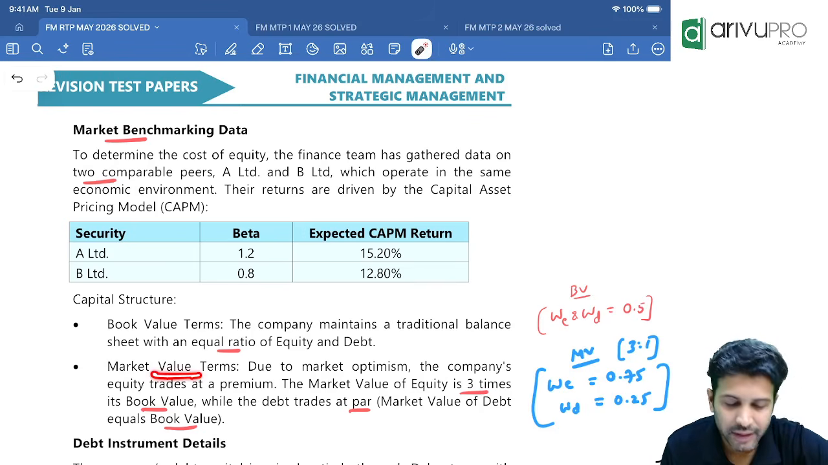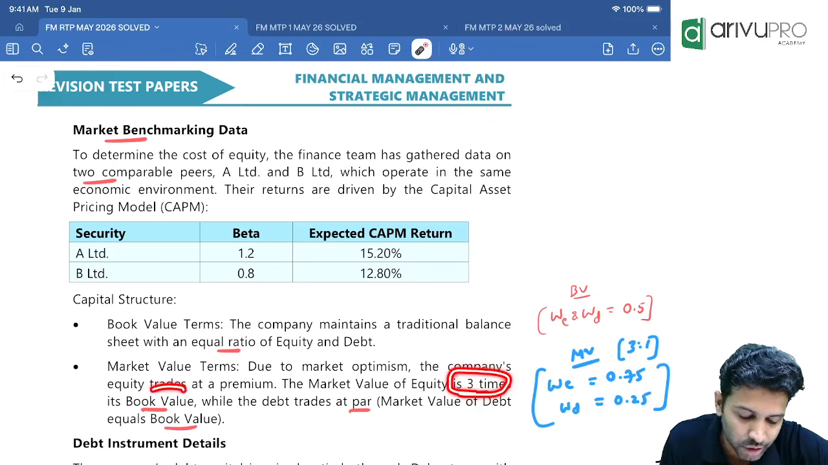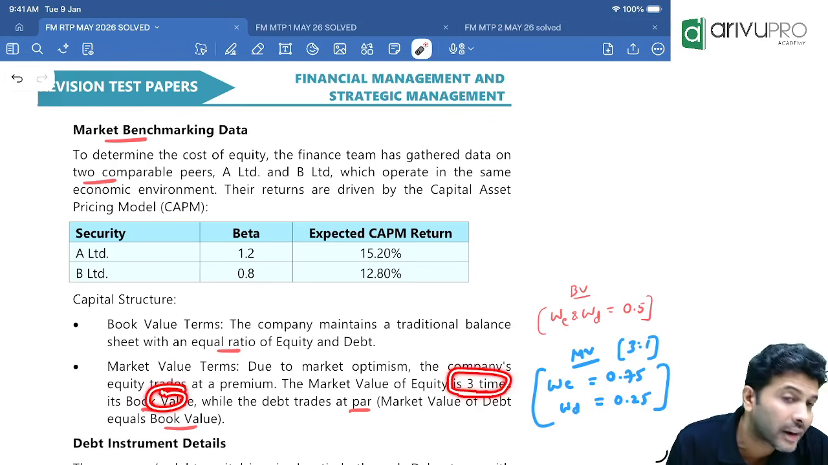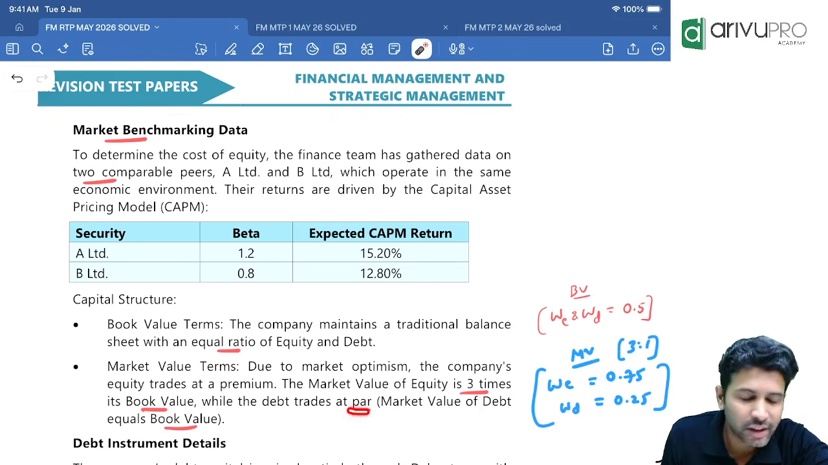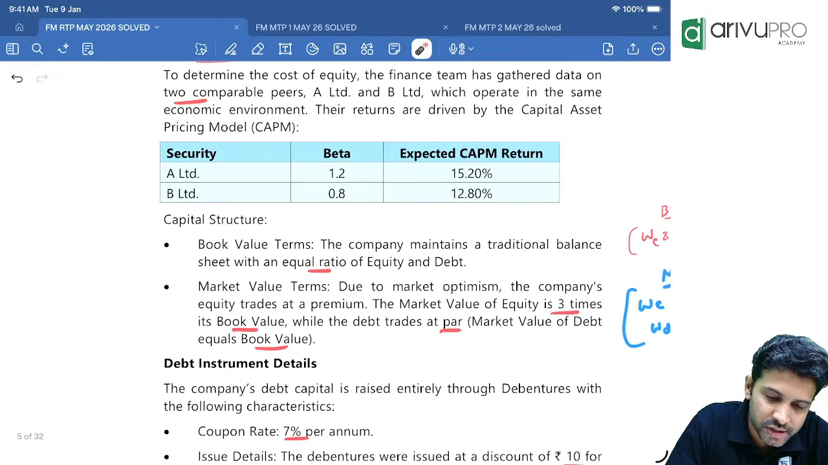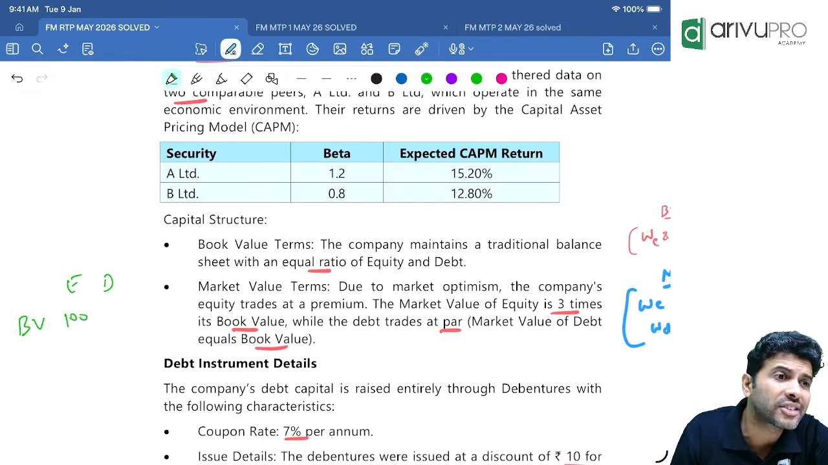Now they have given market value. Read this again carefully. Due to the market optimism, the company's equity trades at a premium. Market value of equity is 3 times book value. If book value is 100, market value will be 3 times, which is 300. Whereas debt will trade at par only. That means what will be the market value of debt? If you want, you can just write over here. Book value, equity, debt. Are the book values of equity and debt different or same? That's what they said. Right?